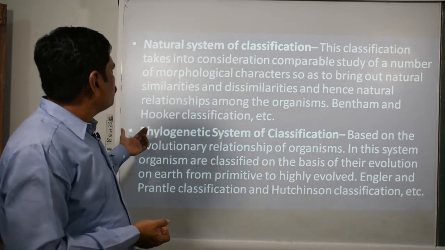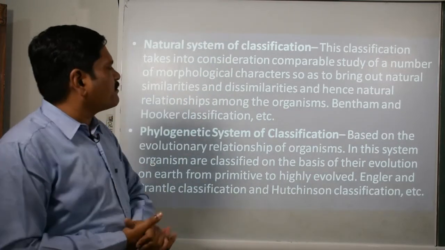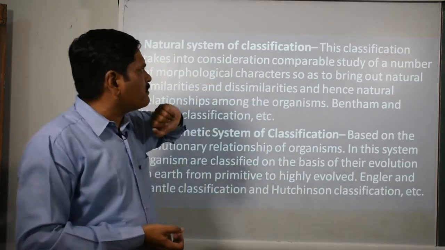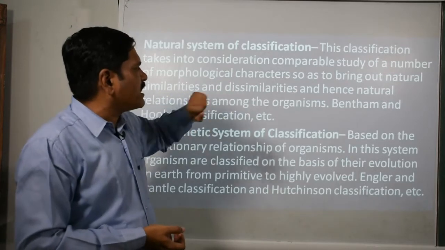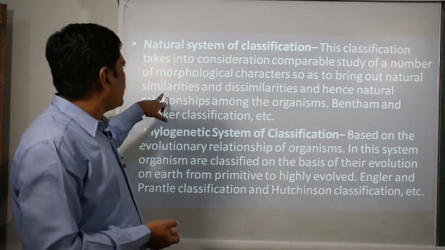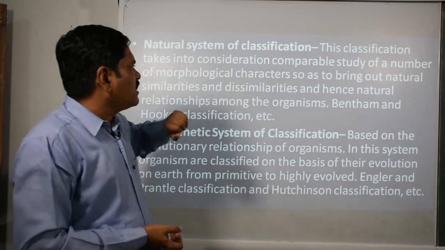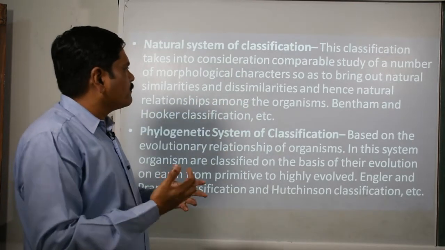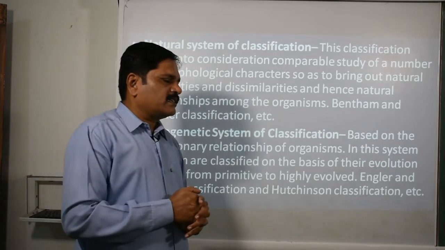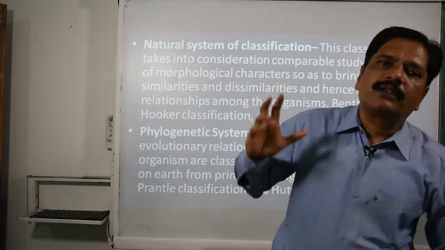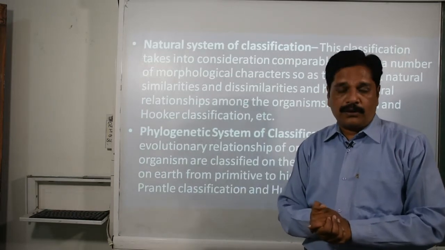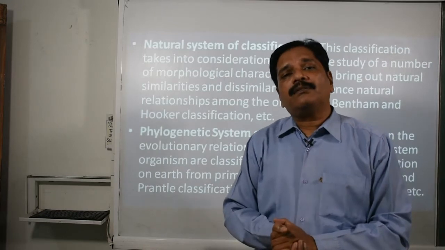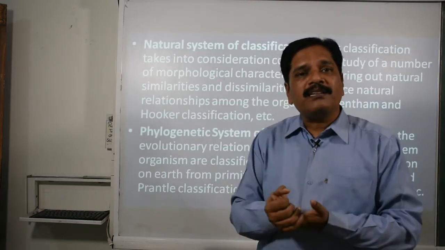Now the next one thing, that is natural system of classification. So this classification takes into consideration a comparative study of a number of morphological characters so as to bring out natural similarities and dissimilarities, and hence natural relationship among the organisms was observed, and Bentham and Hooker is considered the founder of this natural system of classification. Okay, now what is the better thing in this one, or what is the improvement in this case?